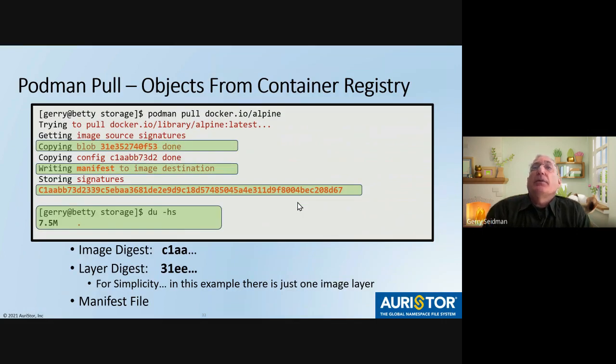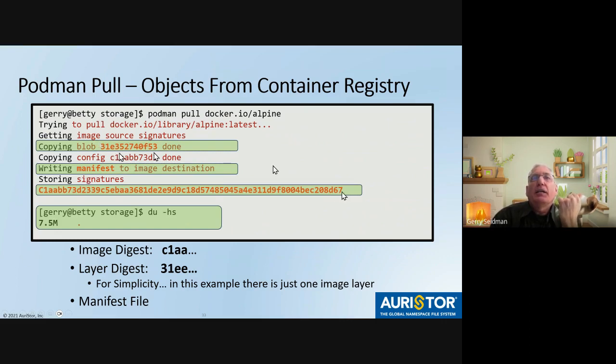All right. So again, doing something simple like a podman pull. It throws out this number, which is the layer digest of a layer, a single layer container. Everything I'm saying works on multi-layer containers. It pulls down the manifest file, copies the signature, and then echoes back the ID of the image. That's the digest of the container image. And so we'll see these numbers again.